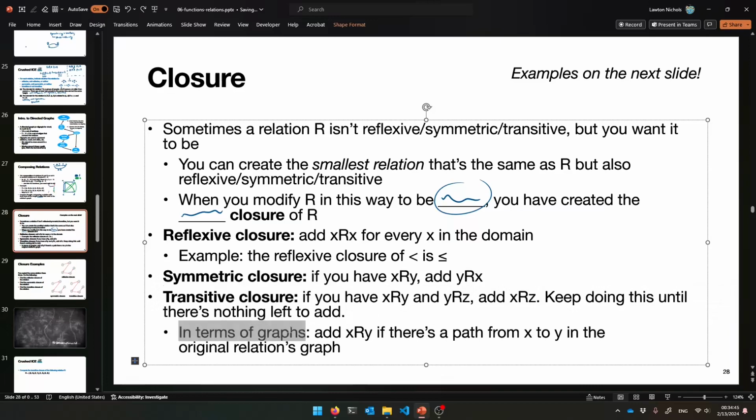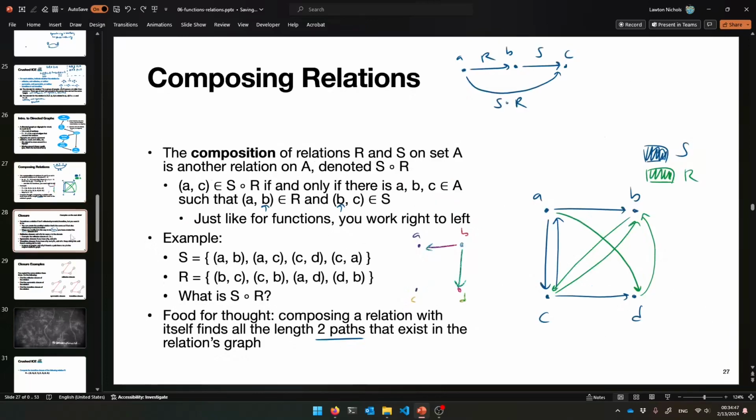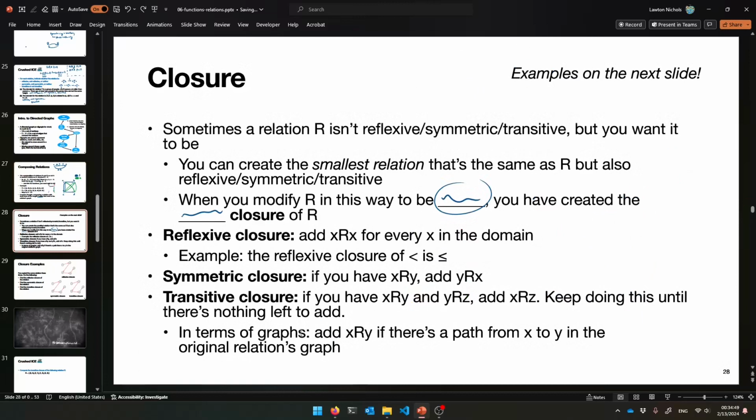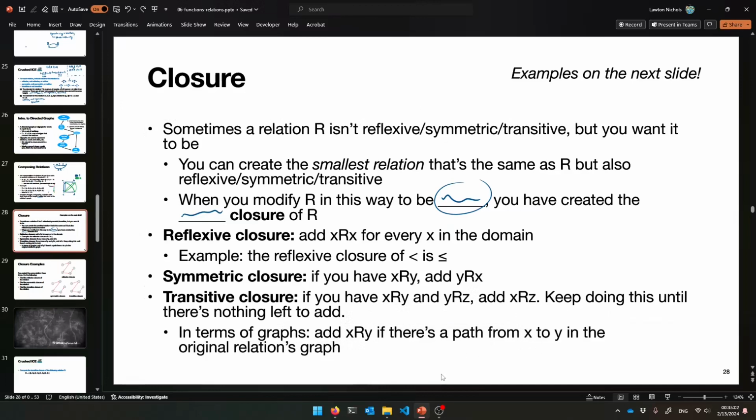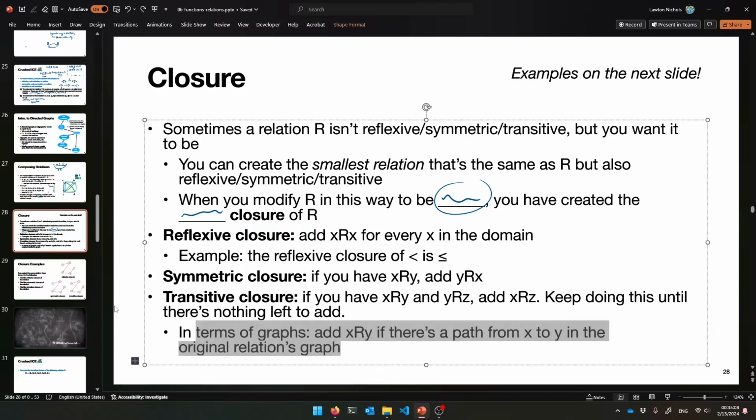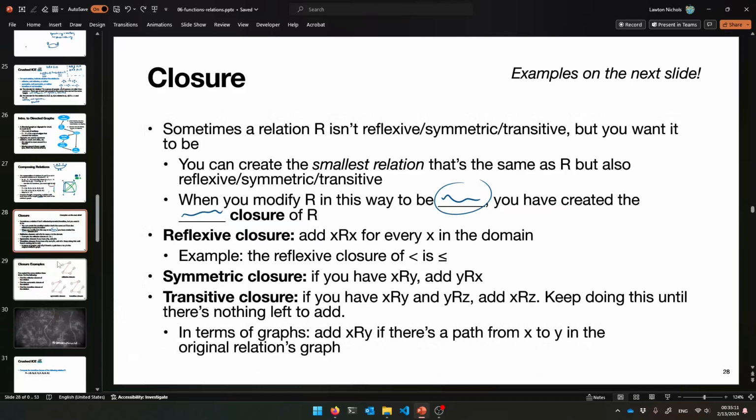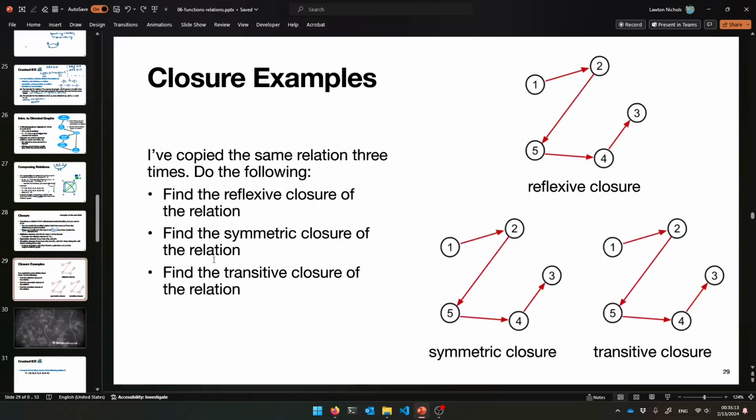So the transitive closure is very close to relations and their composition. In terms of graphs and digraphs, if you want the transitive closure, you add an arrow from x to y if there's any kind of path from x to y in the original relation. I'll show that to you in an example on the next slide. So that's an easy way to compute the transitive closure. You just gotta keep checking yourself, and eventually you will finish, though it does take a while. So let me show you these examples.